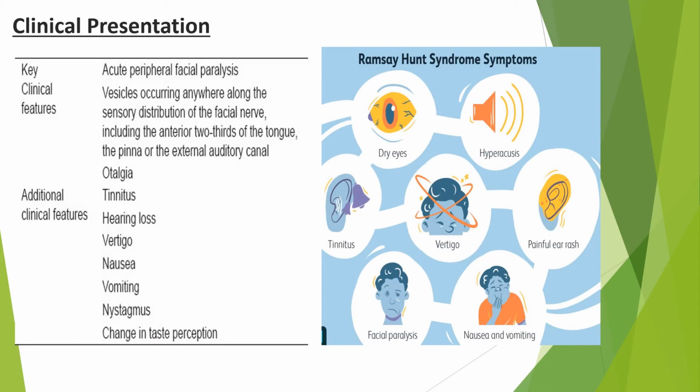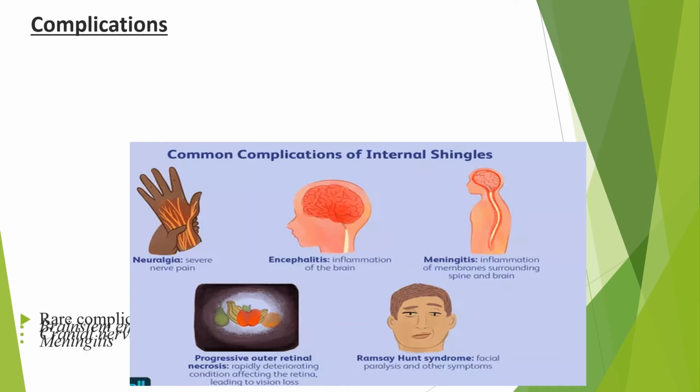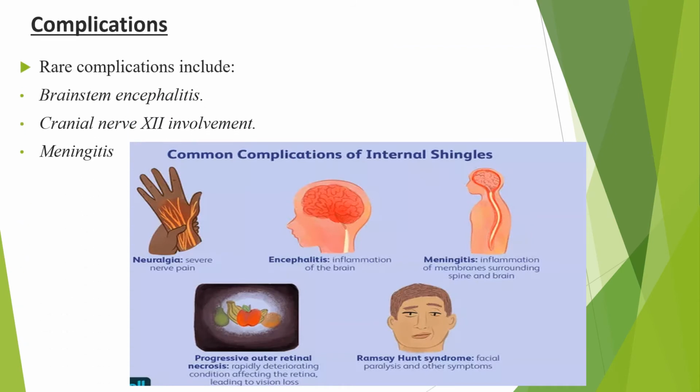When we look at the clinical presentation, the key clinical features of Ramsay Hunt syndrome are acute peripheral facial paralysis and vesicles occurring anywhere along the sensory distribution of the facial nerve, including the anterior two-thirds of the tongue, the pinna or the external auditory canal. Otalgia, tinnitus, hearing loss, vertigo, nausea, vomiting, nystagmus, and a change in taste perception can also be present. Rare complications include brainstem encephalitis from varicella zoster virus, cranial nerve 12 involvement, and meningitis.